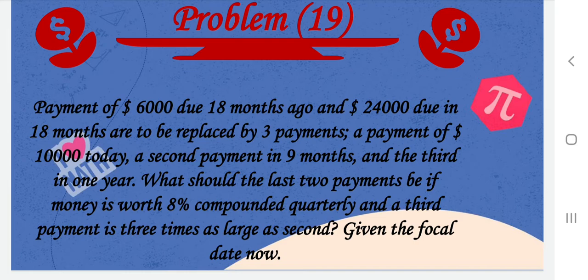Problem 19. Payment of $6,000 due 18 months ago and $24,000 due in 18 months are to be replaced by 3 payments: a payment of $10,000 today, a second payment in 9 months, and the third in 1 year. What should the last 2 payments be if money is worth 8% compounded quarterly, and the third payment is 3 times as large as the second, given the focal date now?